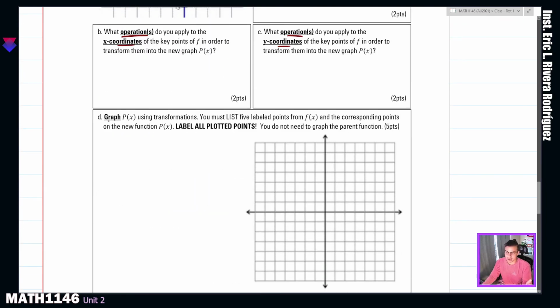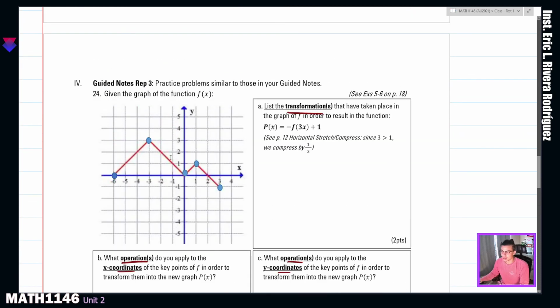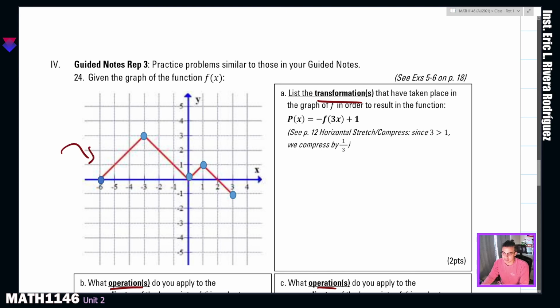And then to graph, you need to use key points. Here, since we are working with a graph and not an equation, things change a little bit, but we can get the key points from that graph. You are going to label 5 points. You will have 5 key points and 5 new key points, and then you will do the graph. Because here, this graph represents a function that is not included in the library of parent functions.